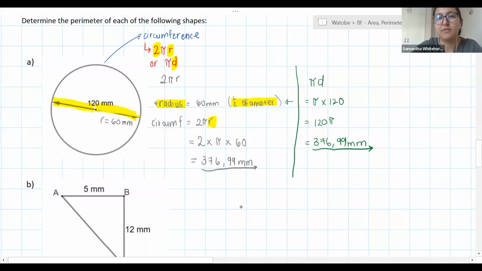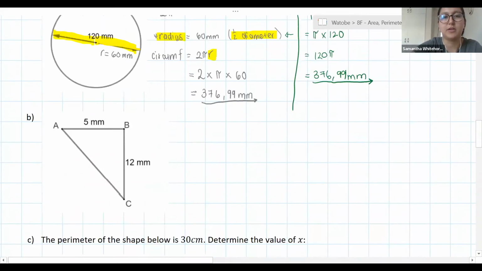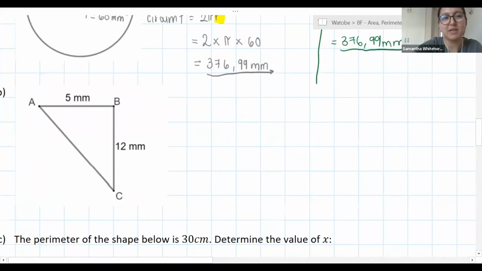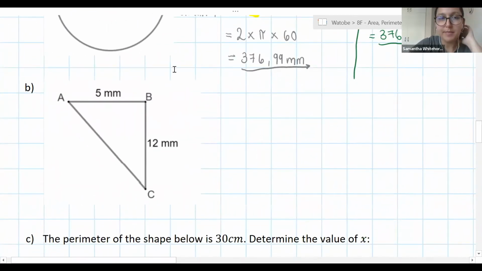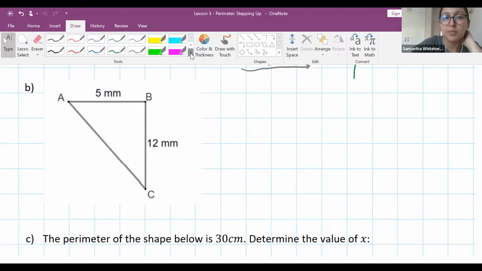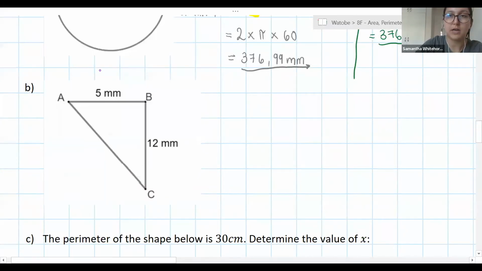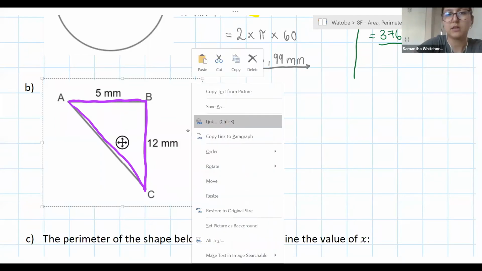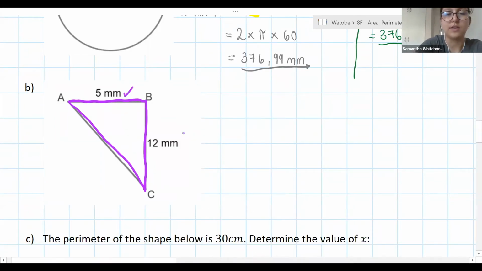Our second shape that we have here is a triangle. Now remember, if I'm telling you to work out the perimeter of a shape, I am asking you to work out the length around the edge of the shape. And so in this case, I need to know the length of AB, which I do know, it's 5 millimeters. I need to know the length of BC, which I do know, it's 12 millimeters. And I need to know the length of AC, but right now I don't know what AC is.